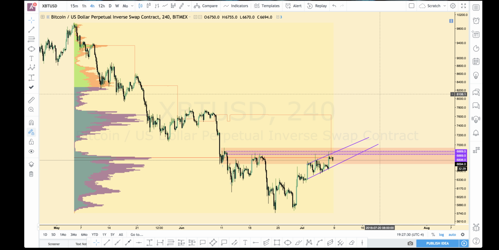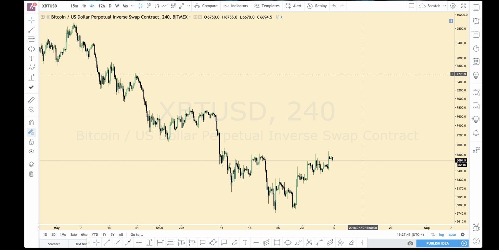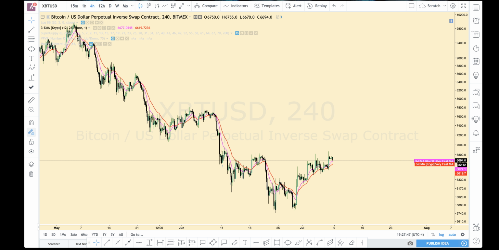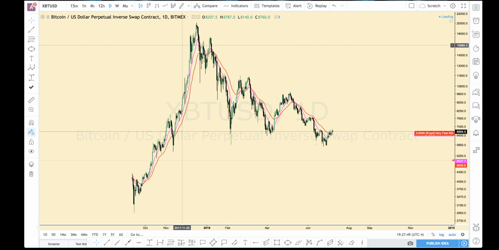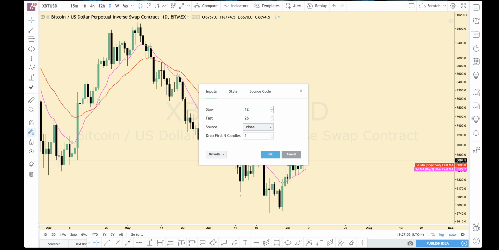Trying to think what else is noteworthy. Oh, bullish scenario. Just to be unbiased, you should always make it a point to chart out bullish and bearish scenarios. These EMAs are important. They are the 12 and 26 EMAs.